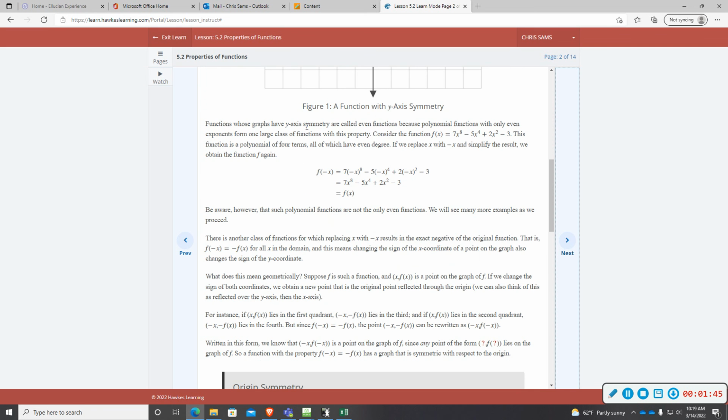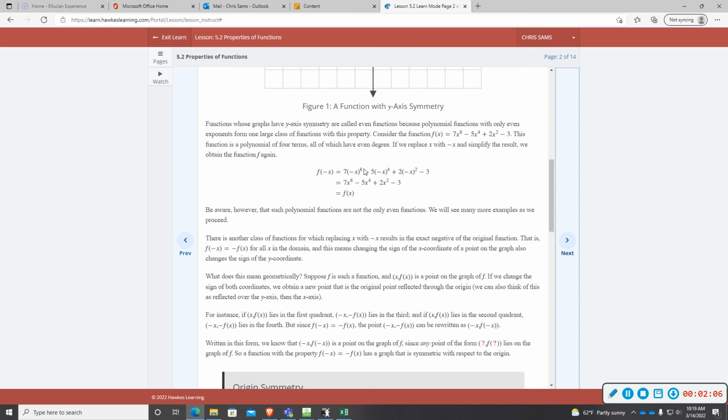Here's an example of how to solve that. You take a function, you replace the f of x with f of negative x, everywhere you have an x, and then if the resulting equation matches the original, then the function is even.